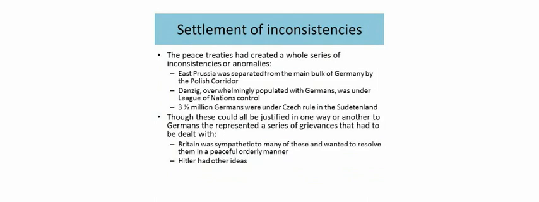Okay? The city of Danzig on the Polish corridor was overwhelmingly populated with Germans, although it was under the control of the League of Nations, and this seemed really unfair and inconsistent. Additionally, as alluded to before, 3.5 million Germans were now under Czech rule in the Sudetenland and didn't want, or really express any interest in, being part of Czechoslovakia. And this all lent credence to Germany's demands for revision of the Treaty of Versailles, and also to ideas that the treaty perhaps wasn't fair or was inconsistent.